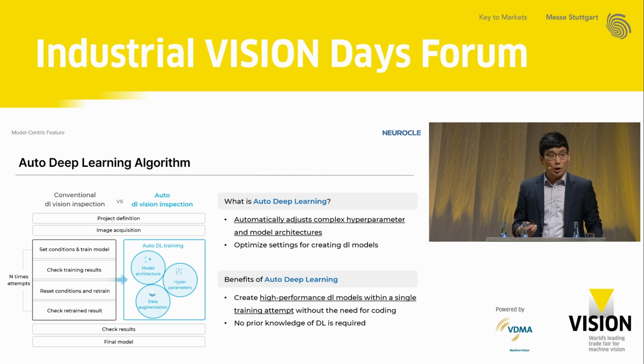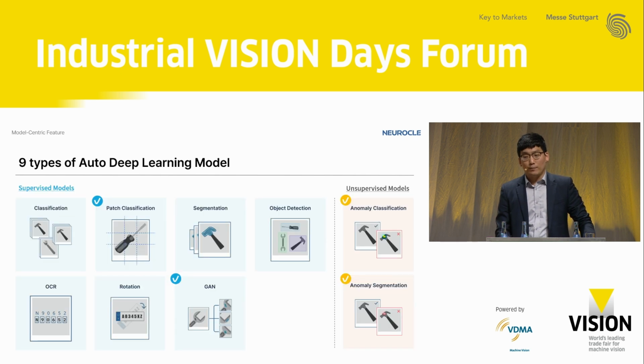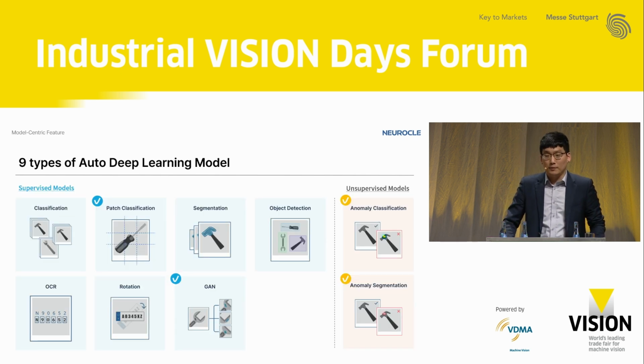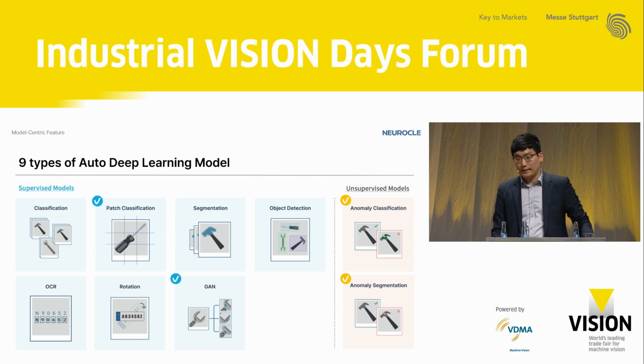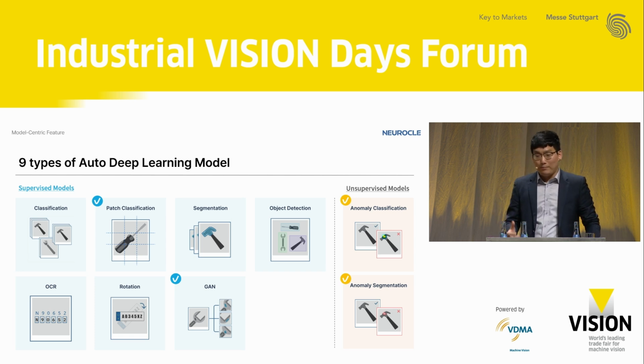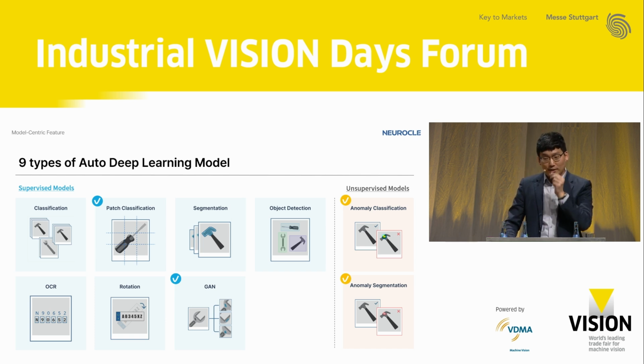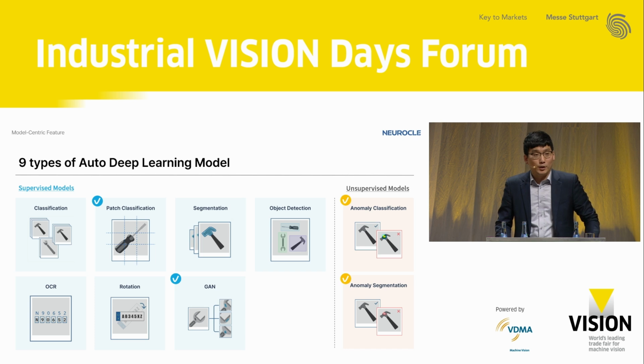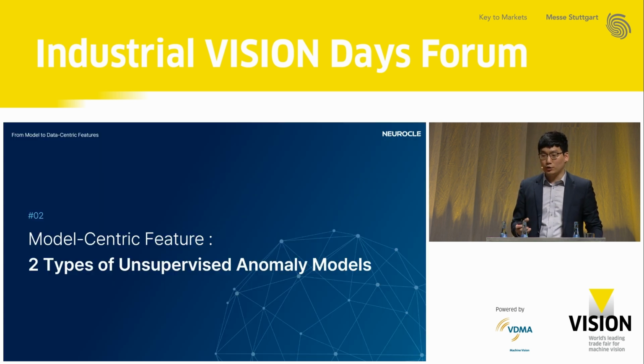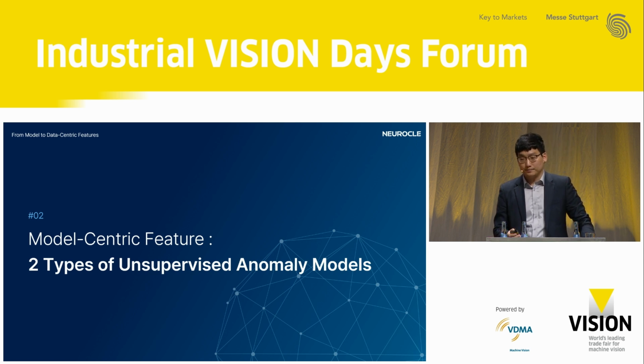Based on this auto deep learning algorithm, we are providing 9 types of different deep learning models, from basic classification and segmentation to deep learning-based OCR, patch classification for high resolution, and 2 different types of anomaly models. As you can see, I'm going to go through 4 models today: patch classification, the GAN model for the defect generator, and 2 different types of anomaly models. So let's first talk about the 2 different types of anomaly models.